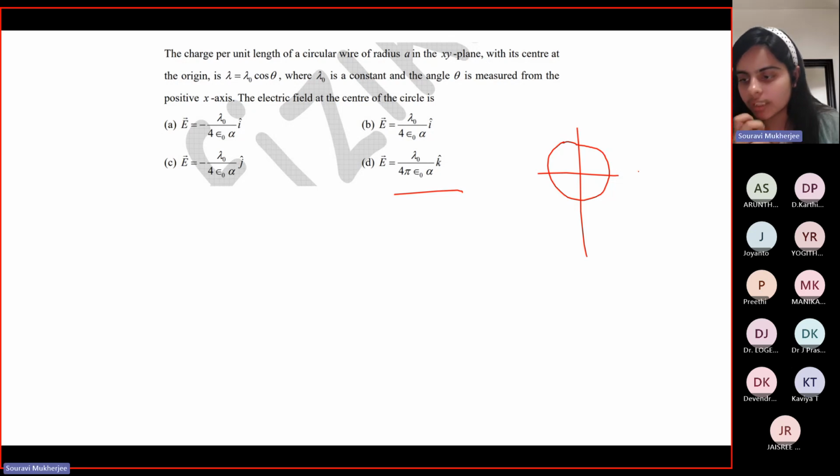Others? Also, others try to contribute. What do you think it should be? Also, think about this, right? This is an interesting point. You have a charge distribution which has a theta dependence, cos theta dependence.